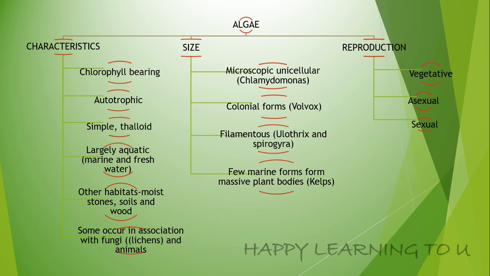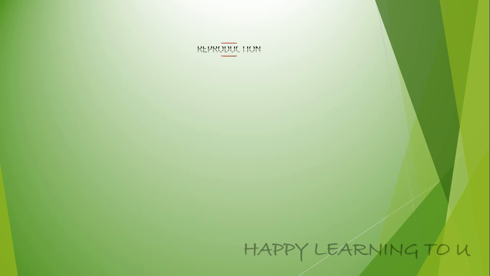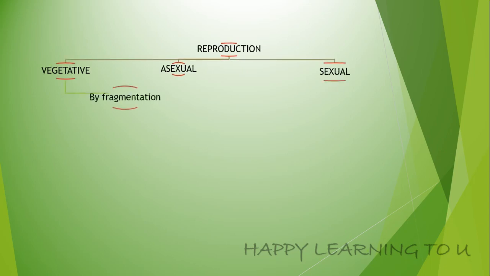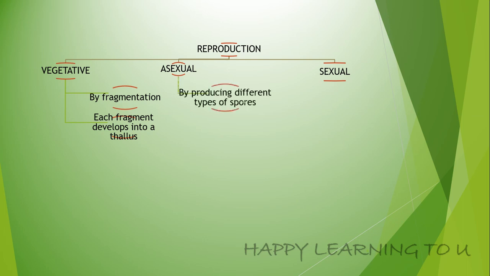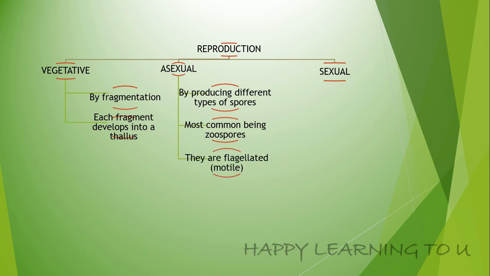Now let's look at this reproduction in detail. As I told you, reproduction is vegetative, asexual and sexual. Vegetative reproduction occurs by fragmentation, wherein each fragment develops into a thallus. As I have told, thallus is a plant body. Asexual reproduction occurs by producing different types of spores, the most common being the zoospores. They are flagellated, that means they are motile and are able to move. And on germination, they give rise to new plants.